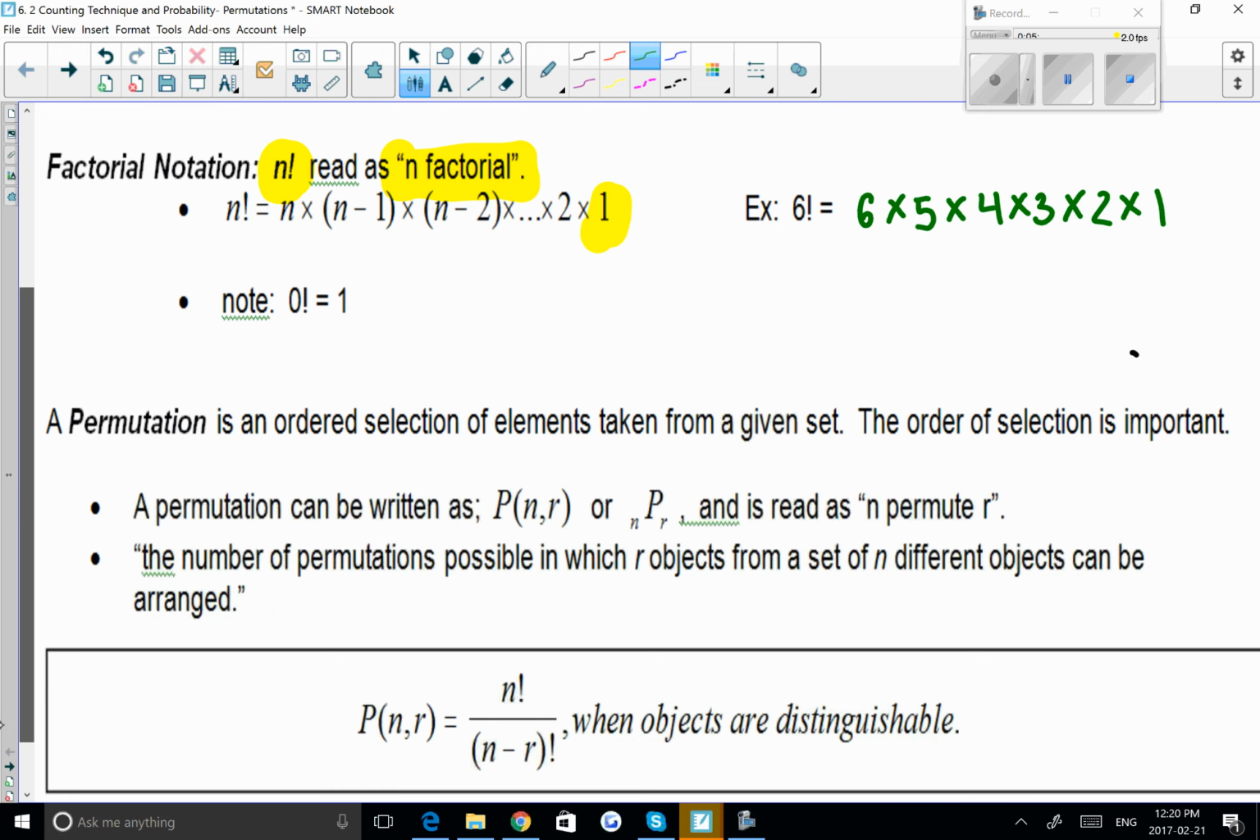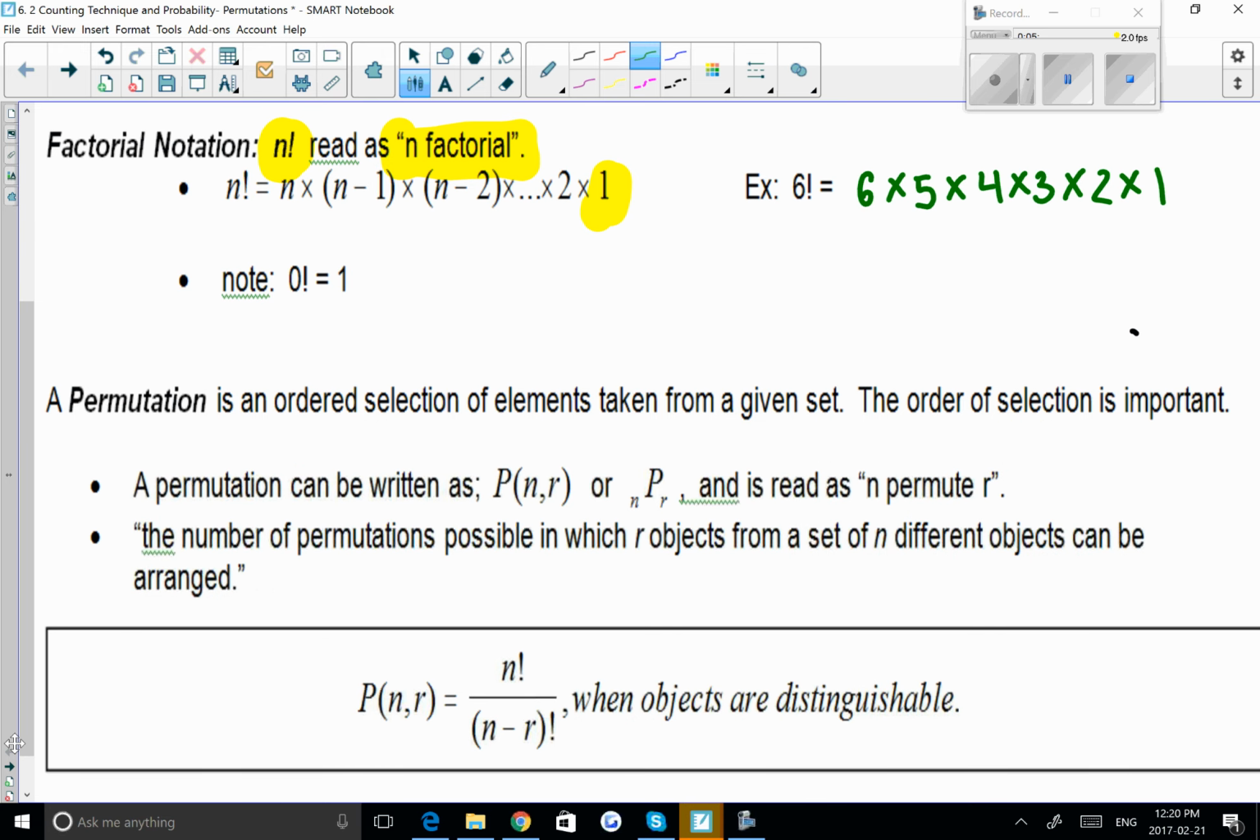Okay. Then there's another formula called PNR or NPR. That's another permutation formula. So there's different forms of writing this formula. We're going to show you how it's used in this lesson. And it's read as N permute R. Again, this formula permutation is used when order is important.